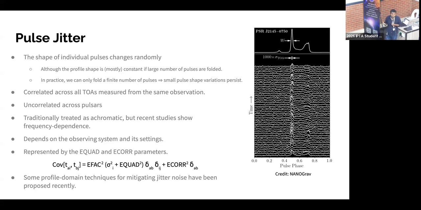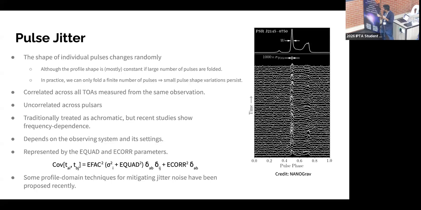So, traditionally, this has been treated as sort of achromatic, as in it has no frequency dependence. But recent studies have shown that it in fact has some frequency dependence. What that means is that we need improved models of pulse jitter to really characterize it better. It also turns out that the pulse jitter somehow partly depends on the observing system and its settings. That is because your observation is affected by the telescope bandpass and things like that.